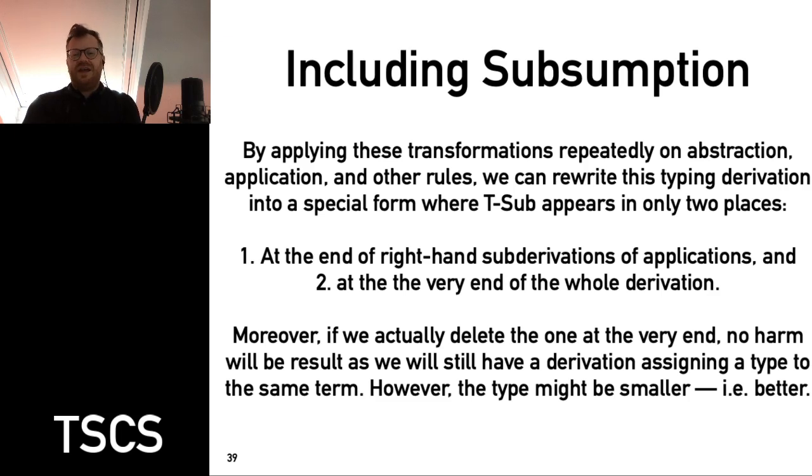And the interesting thing is we can actually delete the one at the end, so the second case, and no harm will be done to our result if we have a derivation assigning a type to the same term. The type might be smaller, but that is usually considered better. So this is very nice. Technically, from a theoretic standpoint, this is not the same. It is actually a little bit better to the intuition that we have. It is not the same though, but it is something that we can do, and in practice helps us a little bit even.